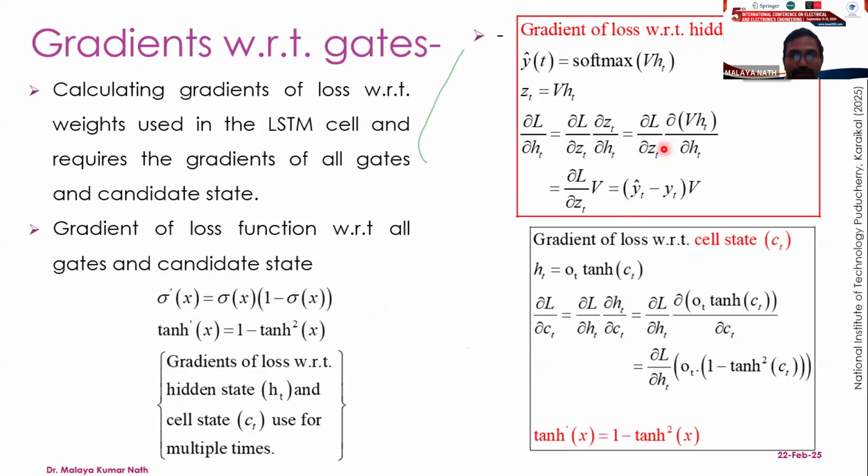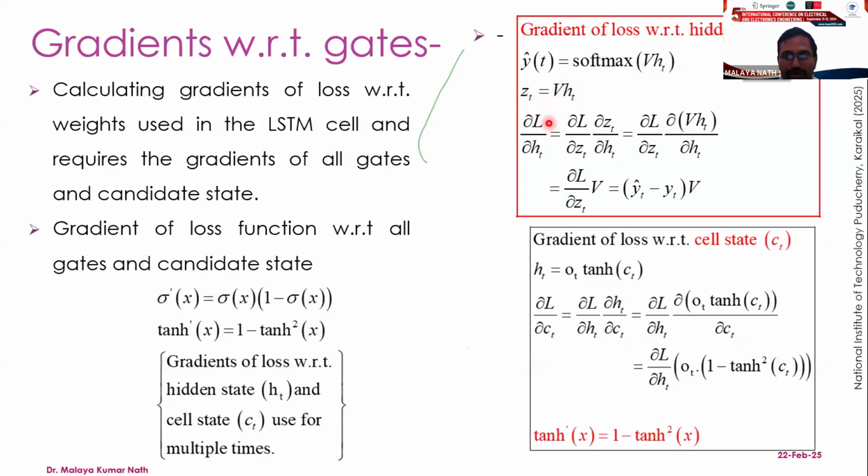So, the gradient of loss with respect to the hidden state. We know that the output, the predicted output yt, is nothing but the softmax of V ht. What is V? V is the weight associated with the hidden state to the output, and ht is the hidden state information. Here we substitute a variable zt in place of V ht. So zt is equal to V ht.